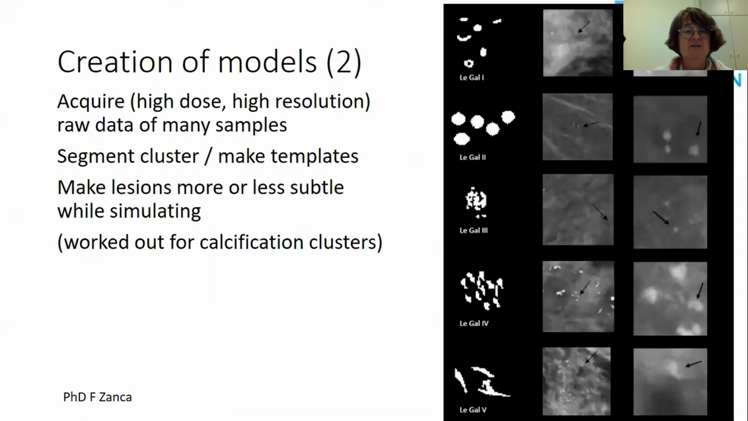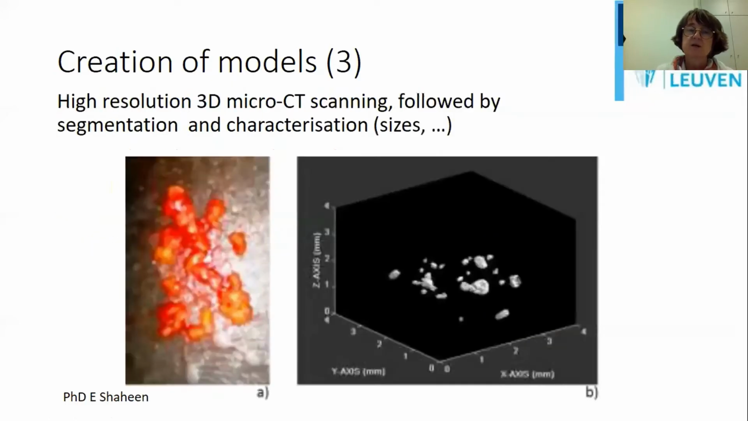Federica Zanca did it in a different way. She started from high resolution images, or we can say high, not super high resolution, just very high quality images of different clusters of microcalcifications, of which she made templates. And these templates were then further tuned to have them either more dense or less dense, depending on the application. Another way to create a model is to acquire micro CT scanning of, for instance, microcalcifications, and that is what Shaheen has done here.